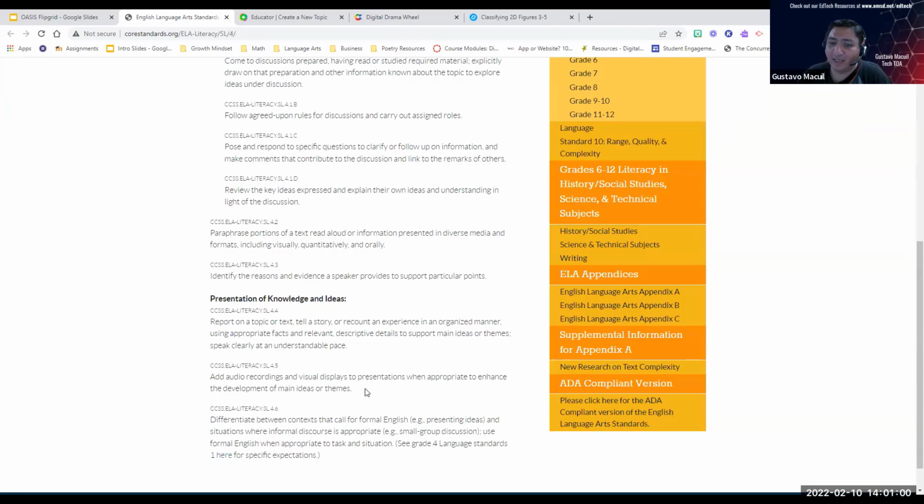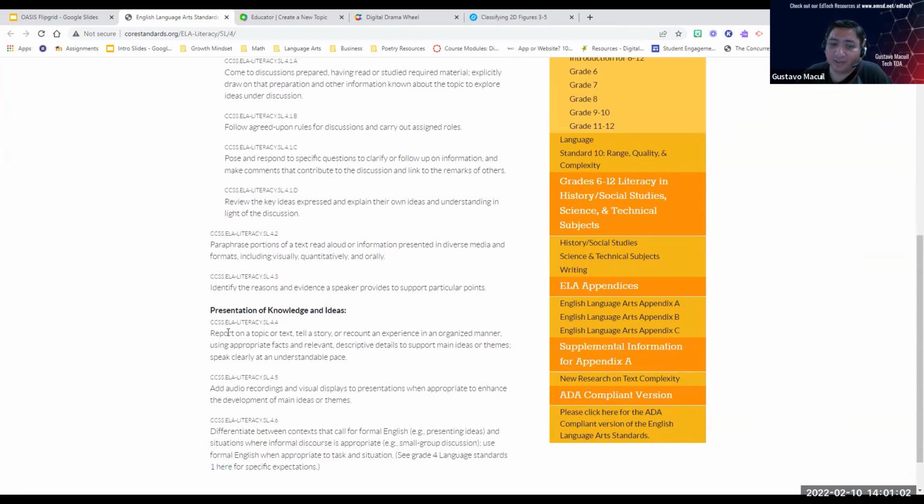What is the difference? And here's another one: report on a topic or text, tell a story, or recount an experience in an organized manner. That in itself could be a really cool way to push out a FlipGrid, to listen to them individually, and then as a whole, say, where is my class in regards to this standard?